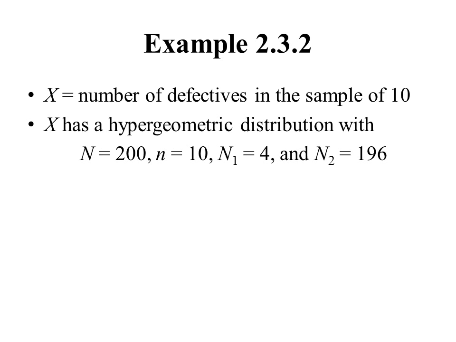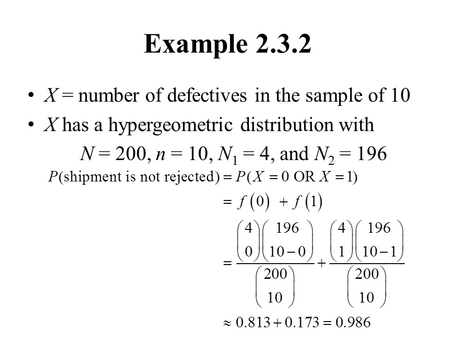Well, capital N is the total number of transistors, that's 200. Little n is the number that we are selecting, that's 10. N1 is the number of type 1 objects. Well, a type 1 object in this case is a defective transistor because that's what we're interested in. And we have 4 of those. And then N2 is the number of non-defective transistors, which is 196. So now we know what type of distribution we're dealing with, and we know the values of its parameters, and so now we can use those numbers to calculate our probability.